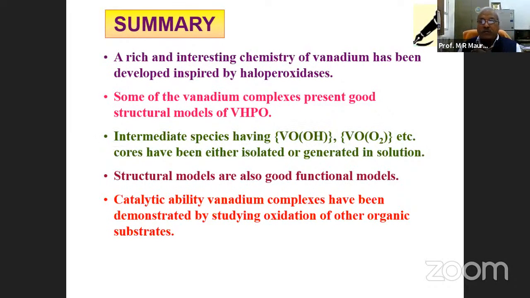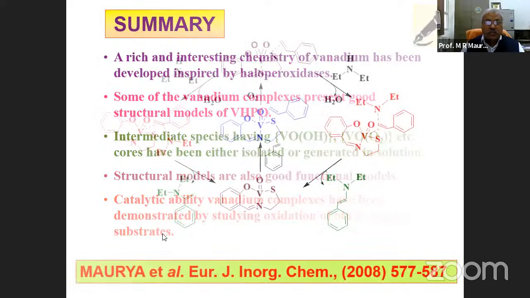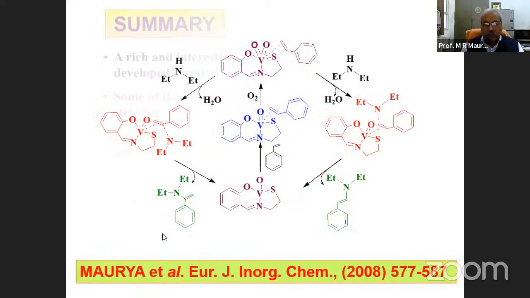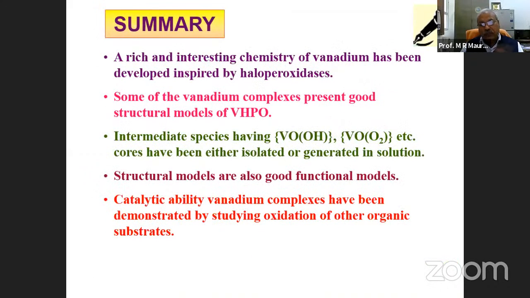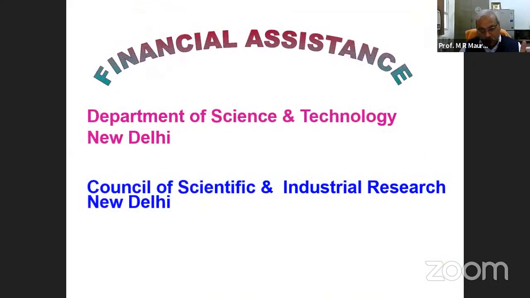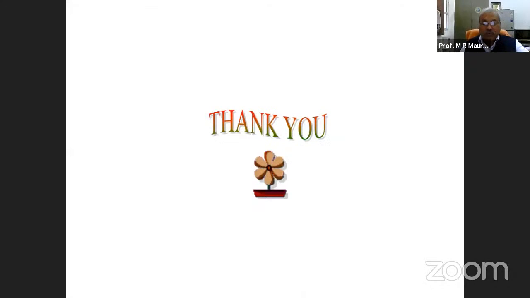But at the end, if I summarize, then I would say that a rich and interesting chemistry of vanadium has been developed. Of course, that is inspired by haloperoxidase enzyme, and they could become a good structural model as well as a good functional model of those complexes, because the catalytic ability is showing very nicely for different ionic transformations. So thank you very much for listening to my talk, and if you have any questions, I can definitely take them up.